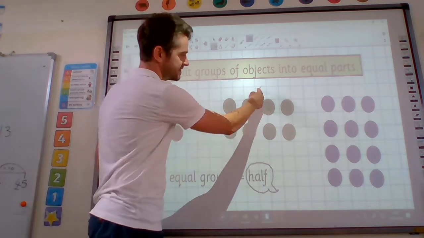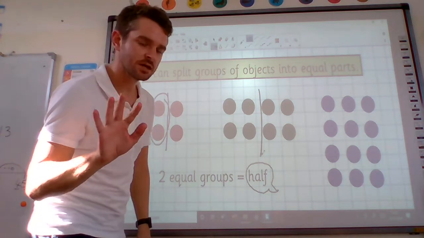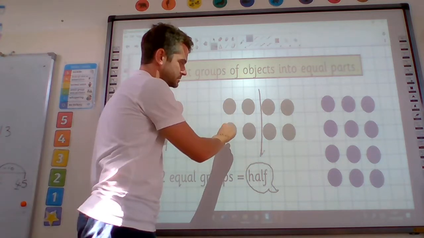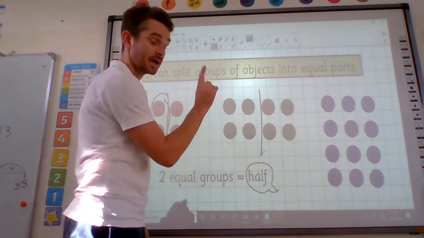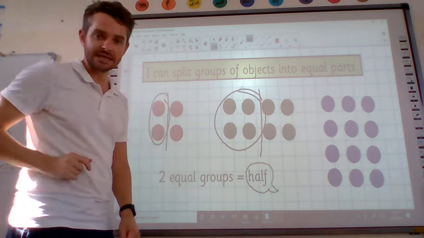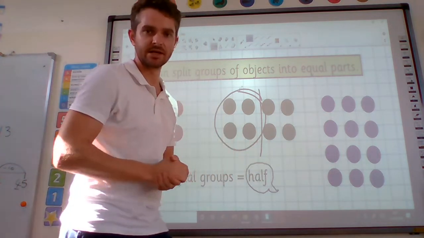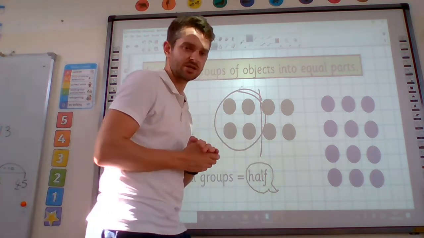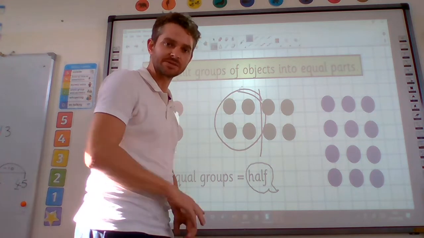I always think that this one's a bit easier to see straight away. This time I'm going to check that they are equal parts. 1, 2, 3, 4. 1, 2, 3, 4. Brilliant. And I'm going to circle one of the equal parts. This one's a bit trickier. When I look at this one, it is a little bit more challenging. How would you split this into two equal parts?